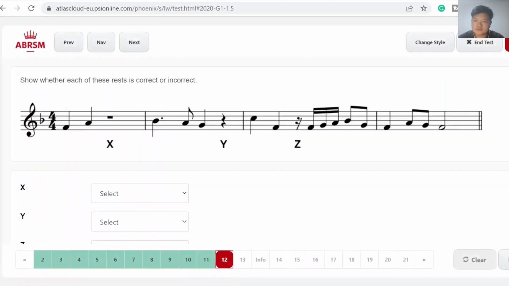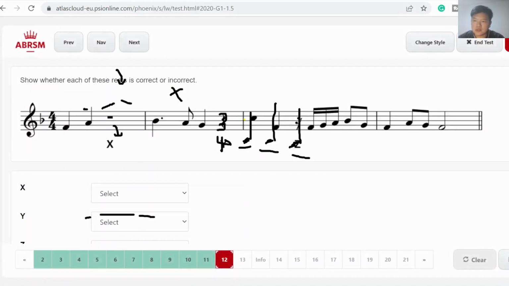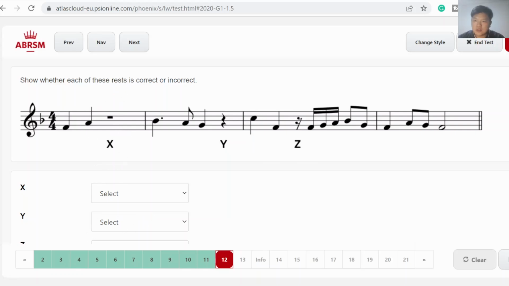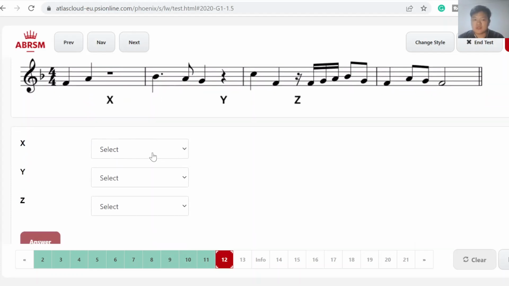Okay, next. Okay, let me erase first. So the question for this one asks, okay, so I need 4 counts in the bar. Here got 1 1, and the rest is a rest for 4 counts. So 1 plus 1 plus 4 is 6 counts. In total, I need 4 counts in the bar. So this one is incorrect.